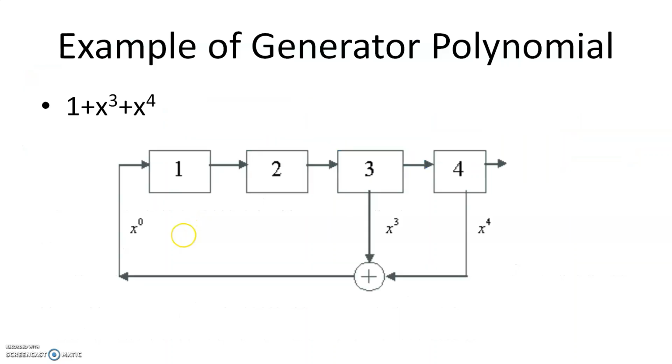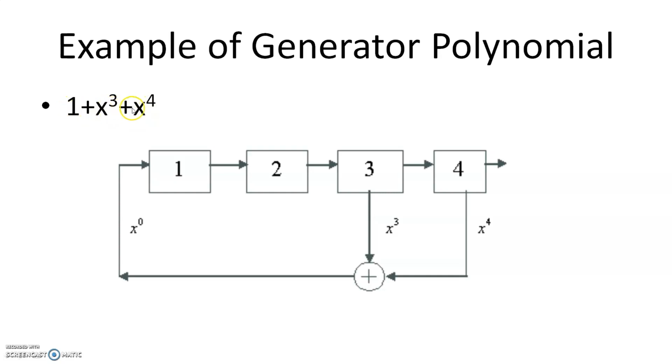We will see an example. Suppose this kind of figure we already saw. You have four flip-flops, and the output of the fourth flip-flop and third flip-flop is connected to the modulo 2 addition, and then it is fed back to the first flip-flop. So in that case, what is the generator polynomial? Your generator polynomial is 1 plus x3 plus x4.